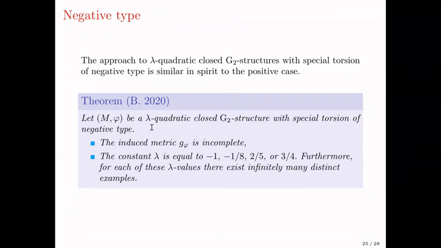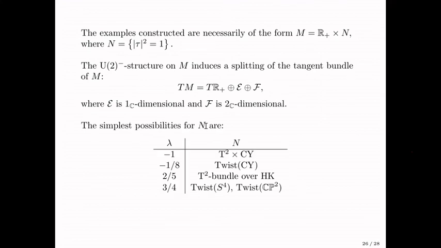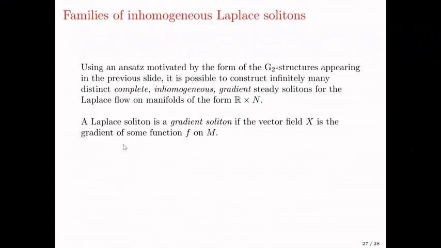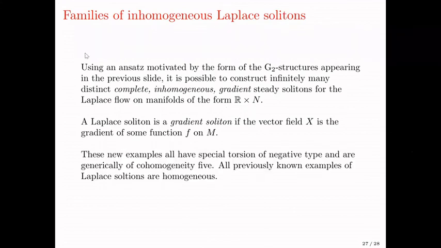So for these examples, maybe because of the incompleteness, it's a little bit less interesting. I'll just say they're necessarily of the form R plus times N, where N is the manifold where this norm squared equals 1, and the incompleteness comes at 0 in this R plus. You can say a little bit more. I'll just say that the possibilities for N all take this form. It's T2 times a Calabi twofold, the twistor space of a Calabi twofold, a T2 bundle over a particular hyperkähler four-manifold, or the twistor space of S4 or the twistor space of CP2, which are the most basic possibilities for N.